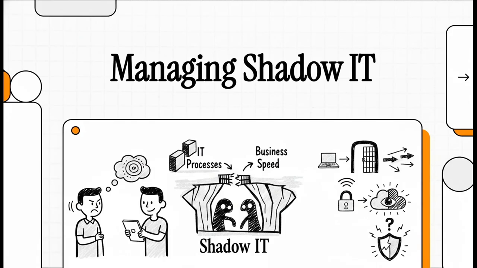Why does shadow IT persist? Well, it usually comes down to a massive gap between the speed of business and the speed of IT processes. Say a new AI tool sits under review for months, so a manager just says, hey, put it on your expense account. Suddenly, you've got software running with absolutely no contract.